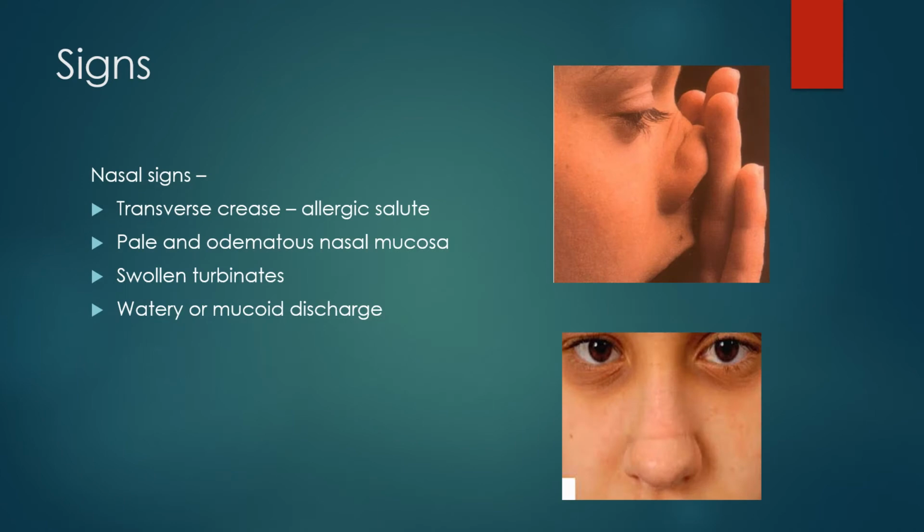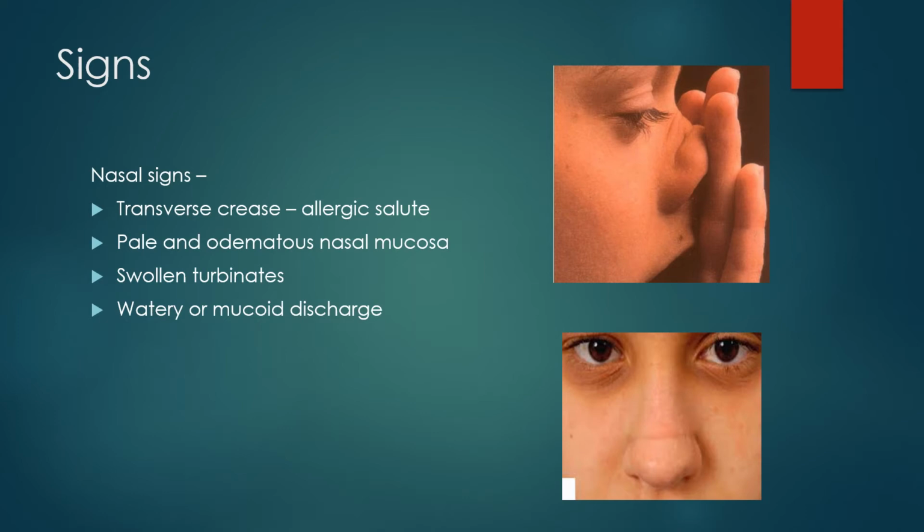The signs of allergic rhinitis include, in the nose, a transverse crease. Now, if you see the second picture, you can observe that there is a dark line along the dorsum of the nose, and this is because of constant rubbing of the nose. As you see in the first picture, constant rubbing leads to this crease being formed, and it's also known as allergic salute. Pale and edematous nasal mucosa.